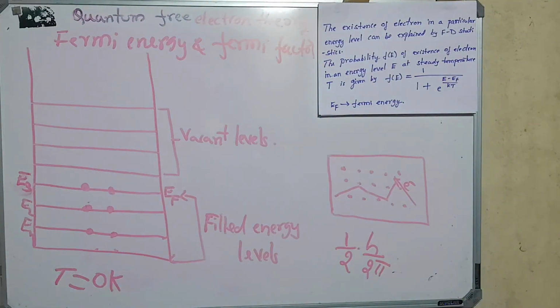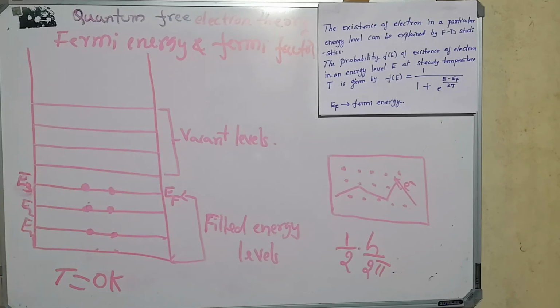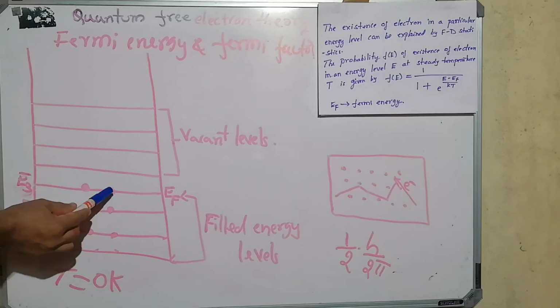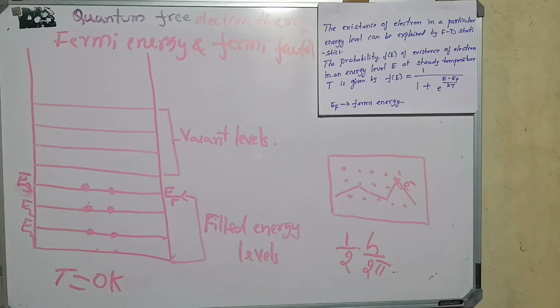Now, when you consider the electrons in the energy levels, we are considering the case T equal to 0 Kelvin. All electrons are accommodated up to the Fermi level. All the energy levels above the Fermi level are vacant. At T equal to 0 Kelvin, electrons cannot get into the vacant levels above the Fermi level by absorbing thermal energy, because the thermal energy is not sufficient to excite the electrons from the Fermi level or below to the vacant levels above the Fermi level.